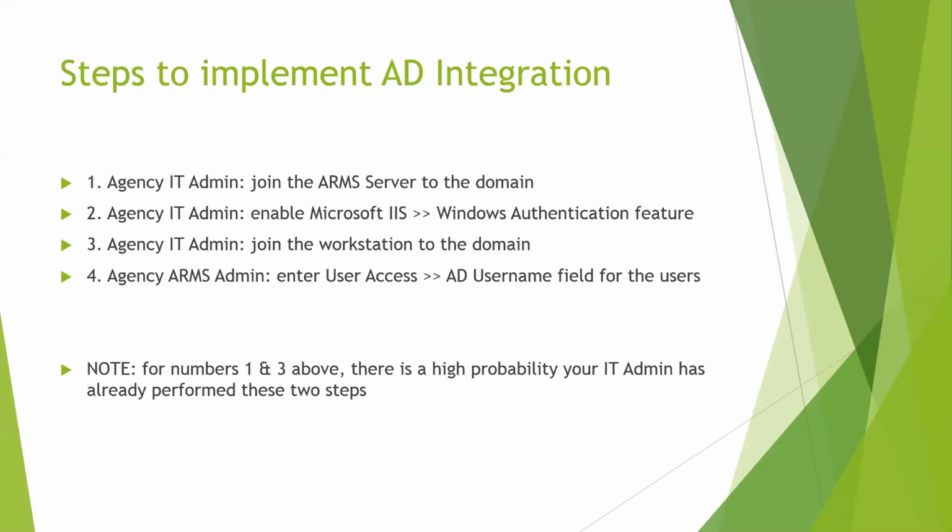And the fourth step, this one for the agency's ARMS administrator. For the user access record for each employee that you would like to be able to sign into ARMS using AD integrated single sign-on, you must go to the user access record. There's a field there, the Active Directory username, or AD username field. You will fill in the AD username for each of those user access records that you would want to be able to log in this way.